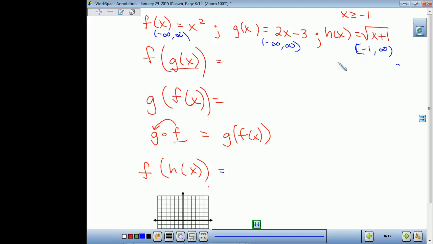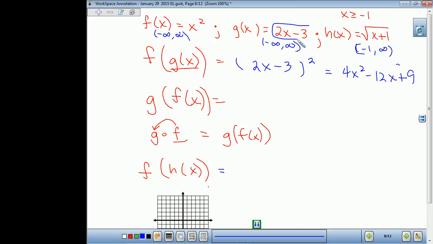All right, so this first composition deals with f and g. Will my domain change? No. So we take all of g and plug it into f. So instead of x squared, it's 2x minus 3 squared, which is 4x squared minus 12x plus 9. And no restriction on the domain. That's the entire problem. Can you go through that one more time?